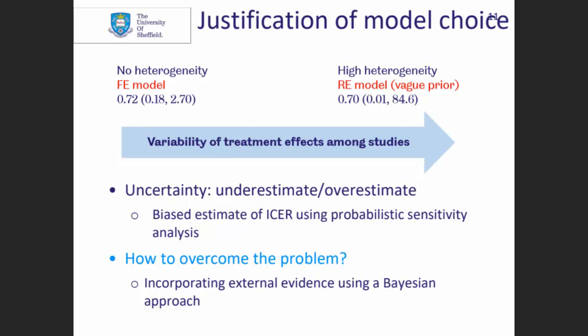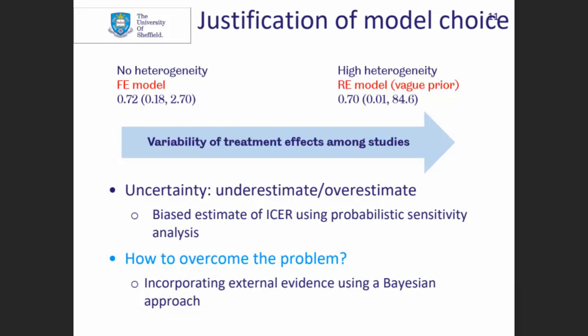So the problem with using a fixed effect model or a standard random effects model with vague prior is that the uncertainty associated with the treatment effects may be either underestimated in the fixed effect model case, or overestimated when using a random effects model with vague prior. Although we see in this example the point estimate is quite similar, not estimating the uncertainty associated with the treatment effect appropriately could lead to biased results for the incremental cost effectiveness ratio. That could be a quite big problem.